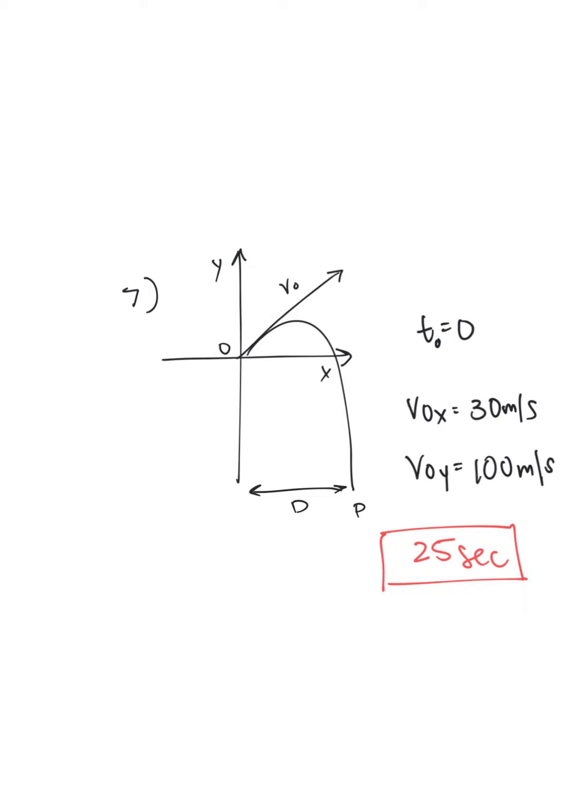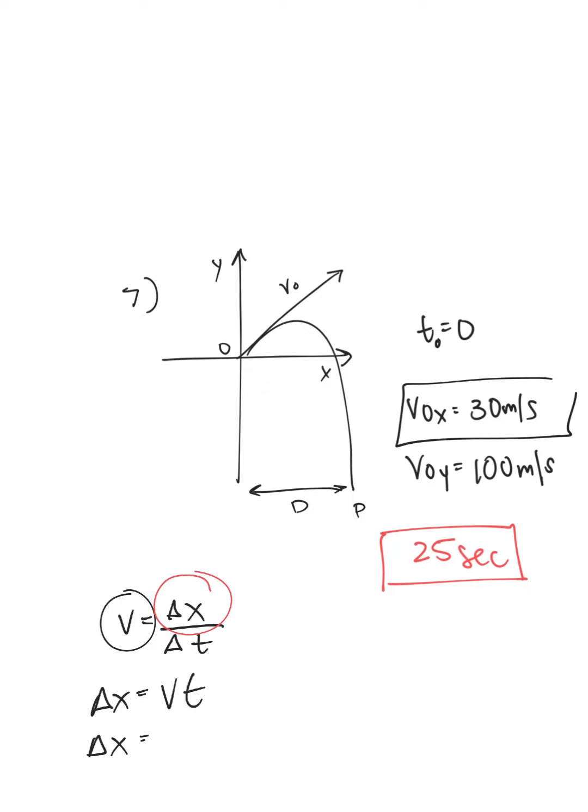We know that velocity equals the change in x over the change in time. Now, we are given the velocity and we want to find how far we've gone, so we write the change in x equals velocity times time. So the change in x will equal our initial velocity in x, 30, times t. The velocity in x is always constant. It is always 30.